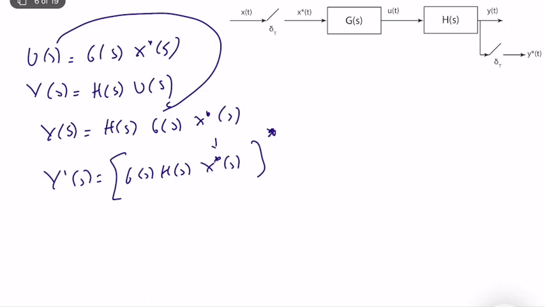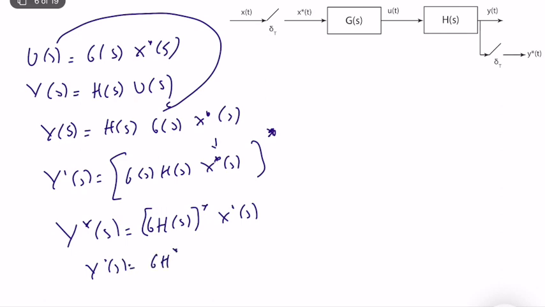But the bad thing is, since G and H are in multiplicative form and there's no star between them, I can only write this. It is equal to GH of s, starred, x star of s, and y star of s is equal to GH star of s, x star of s. And if you find the z domain transfer function, Y of z is equal to GH of z, X of z. So what is GH of z?